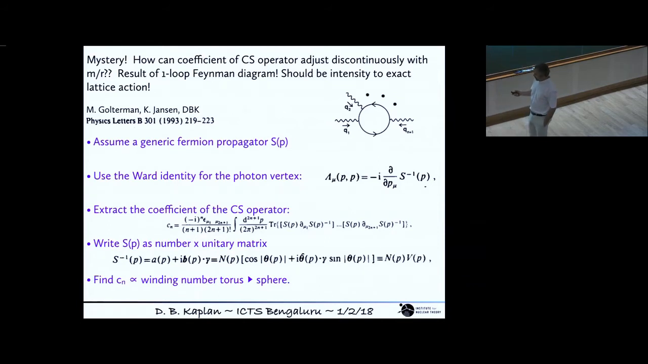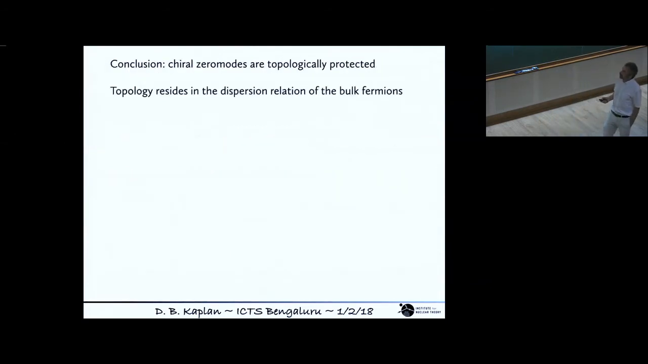And this integer cannot change as I change parameters in the theory until the basic assumption I made, which is that N of p is non-zero, is violated. And N of p is 0 at the special points where the bulk fermion is no longer gapped. And so you can then stick in the Wilson propagator as a specific example, and you find all of those numbers popping out at exactly those values of m over r, integer multiples of 2.